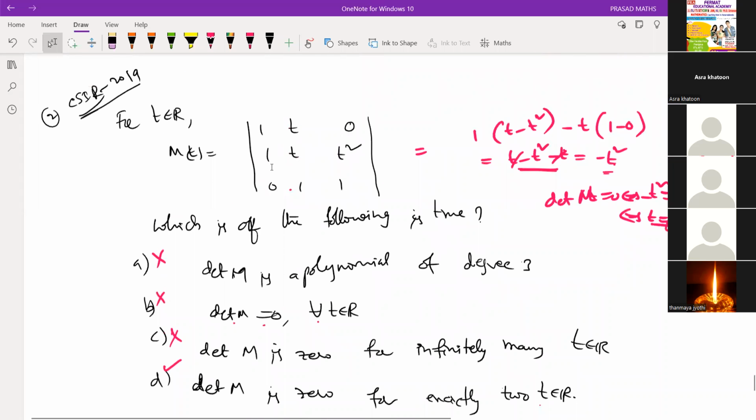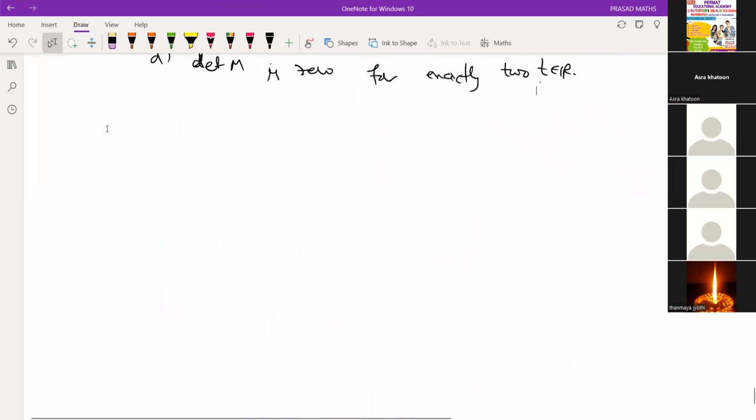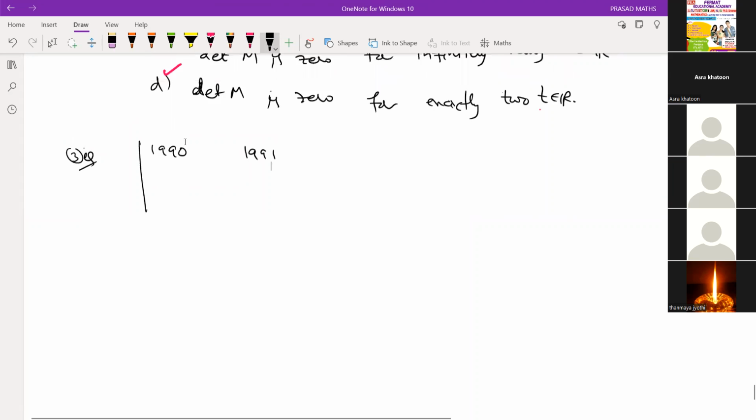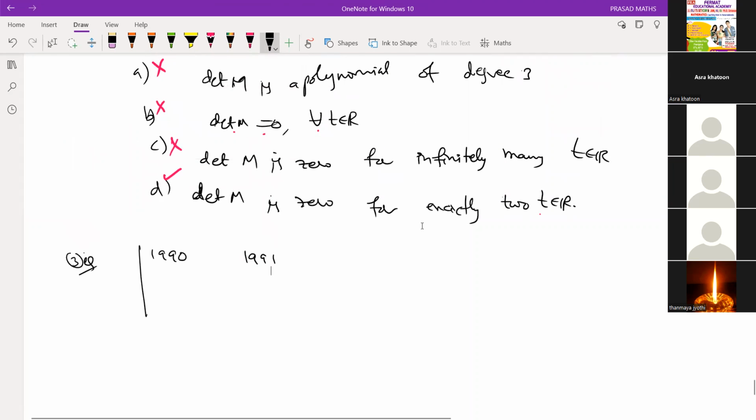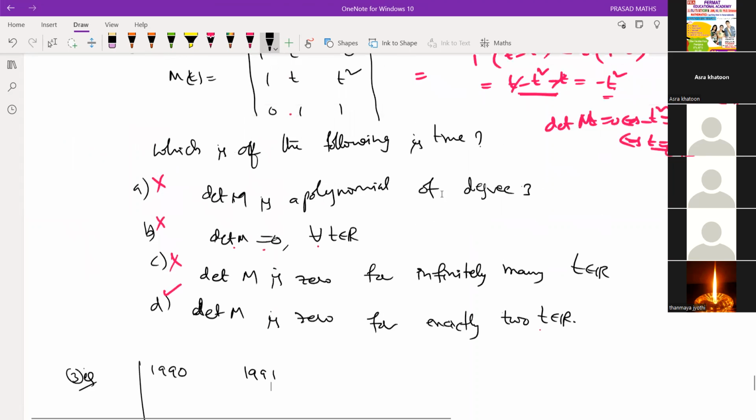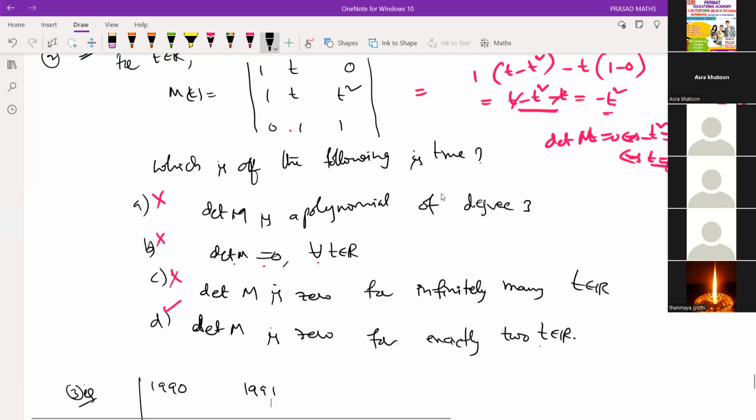Is it clear? Okay, sir. Next, suppose you are given a question like this. This question was asked in JAM. Sir, in the fourth option, det is 0 for t equal to 0, only one 0. Any polynomial of degree 2 has at most 2 roots.